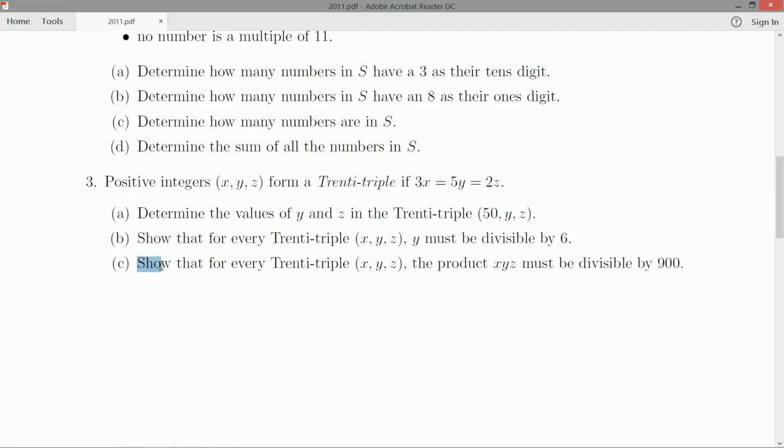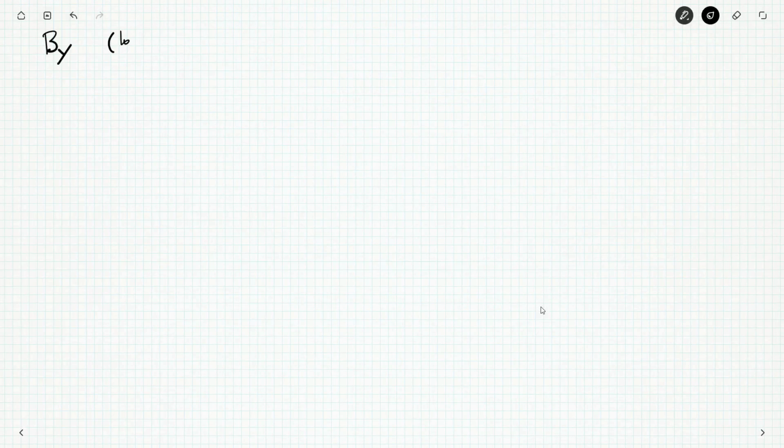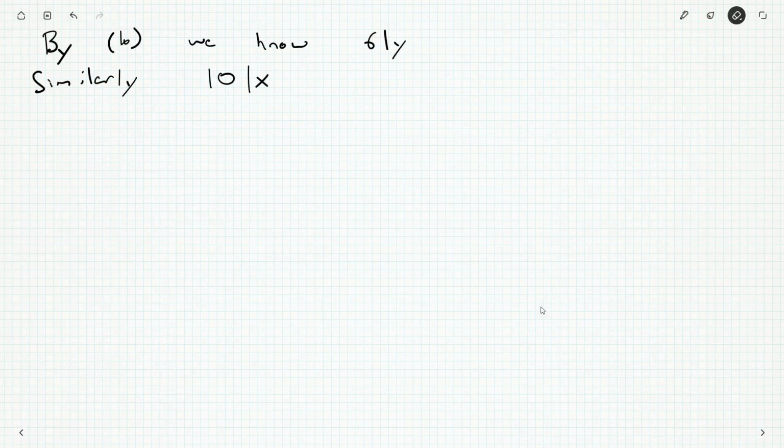And usually for later questions, like a C part or a D part, go back and review what they made you do in A and B, because it's often set up. These questions are designed to sort of flow one part into another. Okay? So, by B part, we know 6 divides y. Okay? Similarly, now I wouldn't just jump to 10 divides x, but we'll use the same reasoning, we'll just go a little faster.